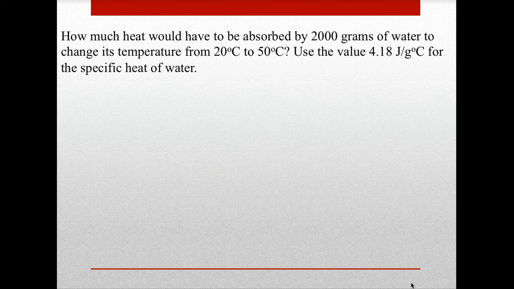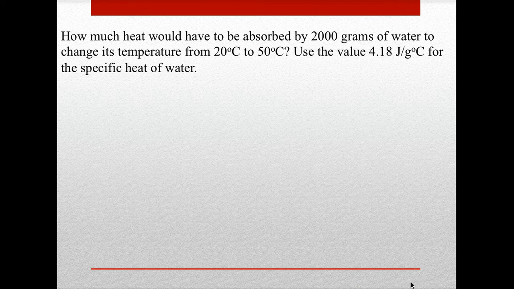So let's look at some problems that we're going to have with thermochemistry. Here's an example problem, and this is also the problem that's on the guided notes that you glued in your notebooks on page 23. How much heat would have to be absorbed by 2,000 grams of water to change its temperature from 20 degrees to 50 degrees Celsius? And we're going to use the value of 4.18 joules per gram degree Celsius for the specific heat of water.